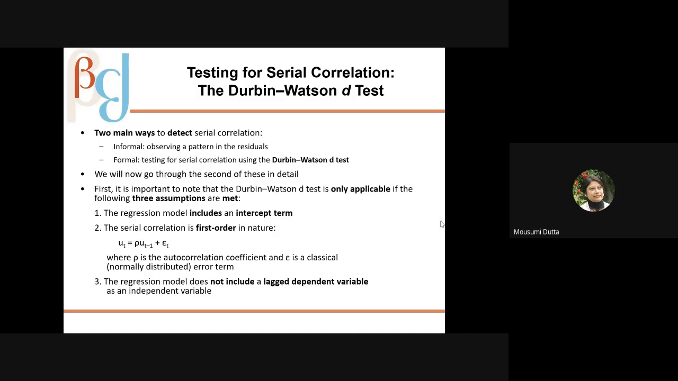Now, in case of autocorrelation, this kind of plotting is a bit difficult because here you need to plot the two error terms. Okay. So only with time series data, if the time period varies, you will get two residuals and then you will be able to plot it. So we will avoid this informal method. We will directly go to the formal method, the testing method.